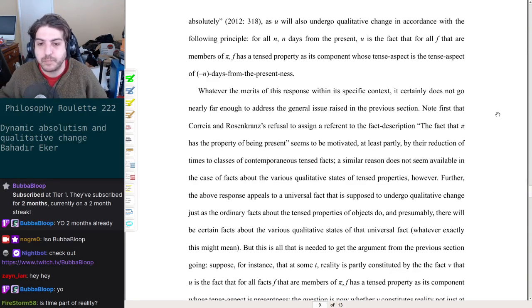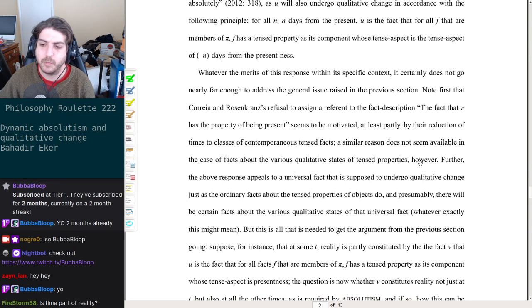Whatever the merits of this response within its specific context, it certainly does not go nearly far enough to address the general issue raised in the previous section. Note first that Correa and Rosenkranz's refusal to assign a reference to the fact description, the fact that pi has the property of being present, seems to be motivated at least partly by their reduction of time to classes of contemporaneous tense facts. A similar reason does not seem to be available in the case of facts about various qualitative states of tense properties.